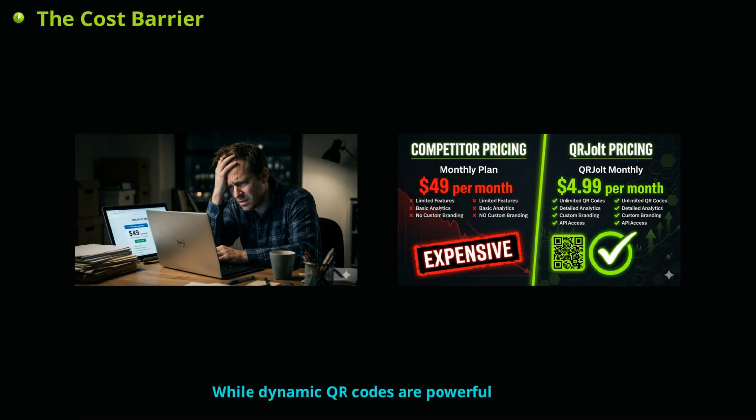Dynamic QR codes are powerful. But many tracking tools come with a hefty price tag. Most platforms charge $40 to $50 a month, which can be out of reach for small businesses or startups. This high cost often forces businesses to stick with static codes, missing out on valuable data and flexibility. It's a frustrating situation, knowing there's a better way but not being able to afford it.